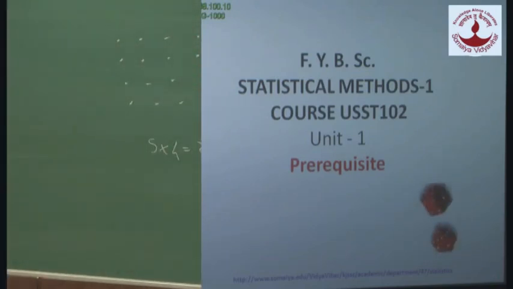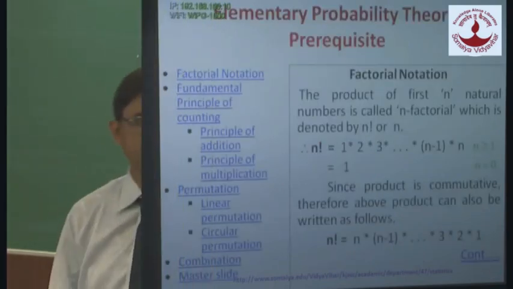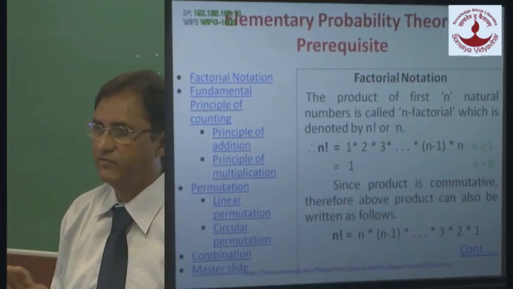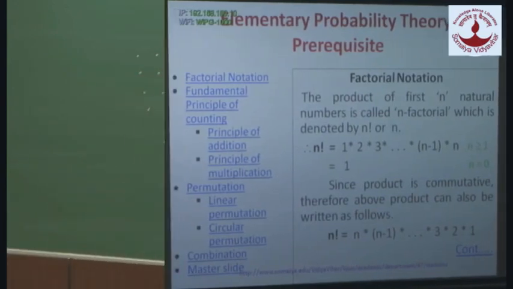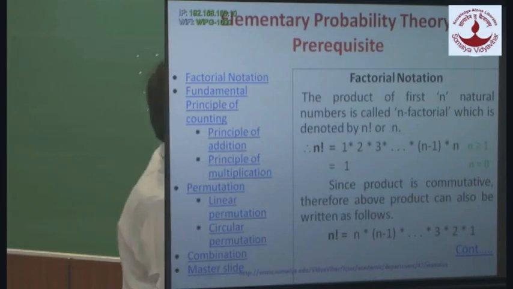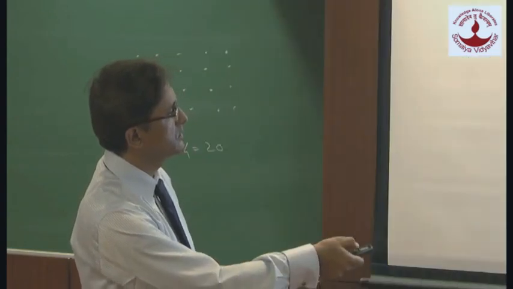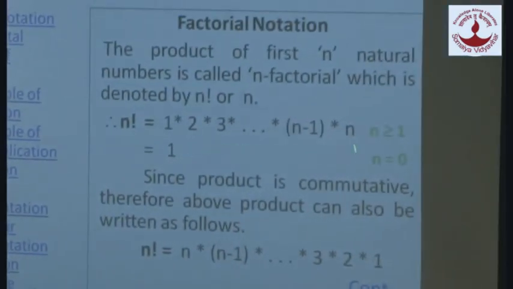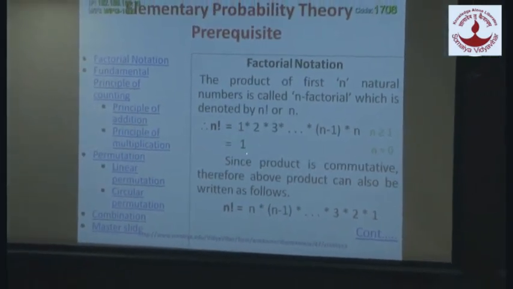So just see the first definition, the factorial notation. Factorial notation means the product of the first n natural numbers is called n factorial. n factorial is 1 into 2 into 3 into 4 up to n minus 1 into n for n greater than or equal to 1, and that is equal to 1 for n equal to 0. That is the assumption. If n is equal to 0, n factorial is going to be 1.